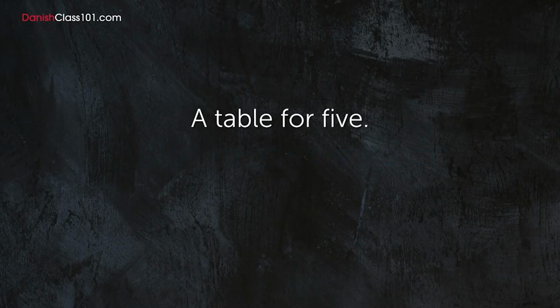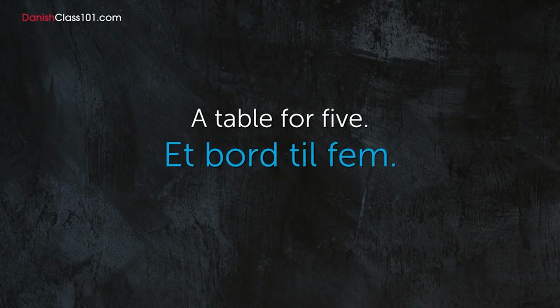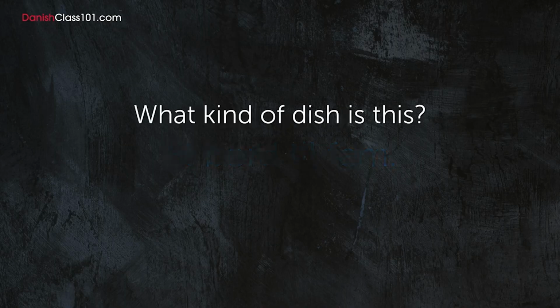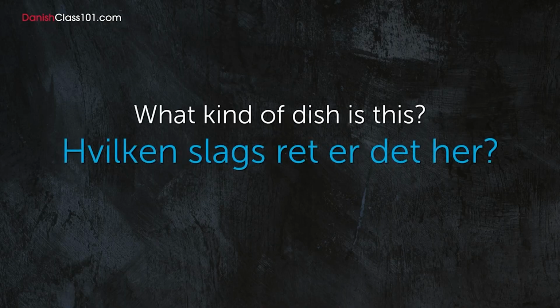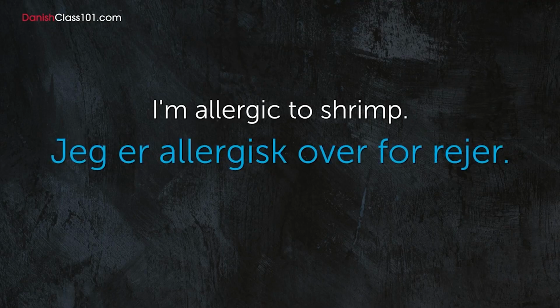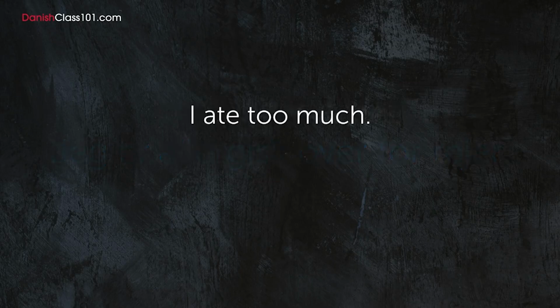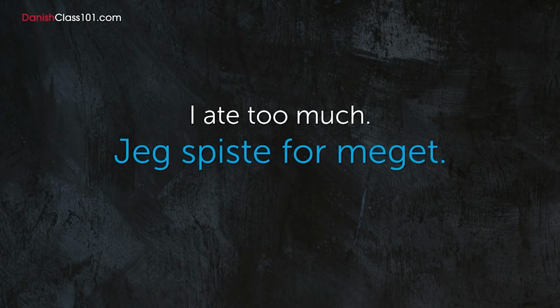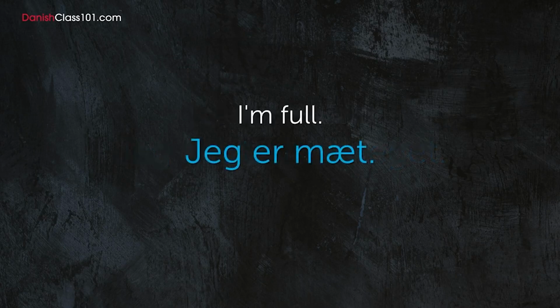A table for 5. Et bord til 5. What kind of dish is this? Hvilken slags ret er det her? I'm allergic to shrimp. Jeg er allergisk over for rejer. I ate too much. Jeg spiste for meget. I'm full. Jeg er mæt.